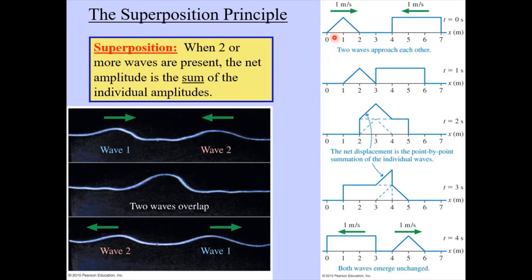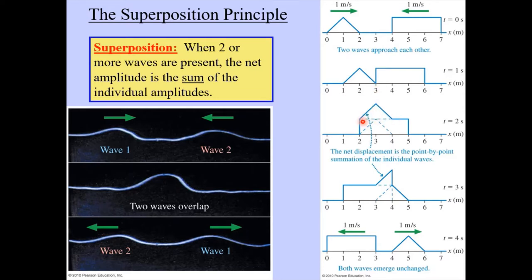Another example, this illustration here shows the effects of superposition in a little more detail. Let's suppose we have a triangular shaped wave here that's moving to the right at 1 meter per second. And over here, we have a rectangular pulse shaped like this, moving to the left at 1 meter per second. So as they approach each other, a second later, they've each moved 1 meter. So they just start to interact right here. They're just beginning to touch.